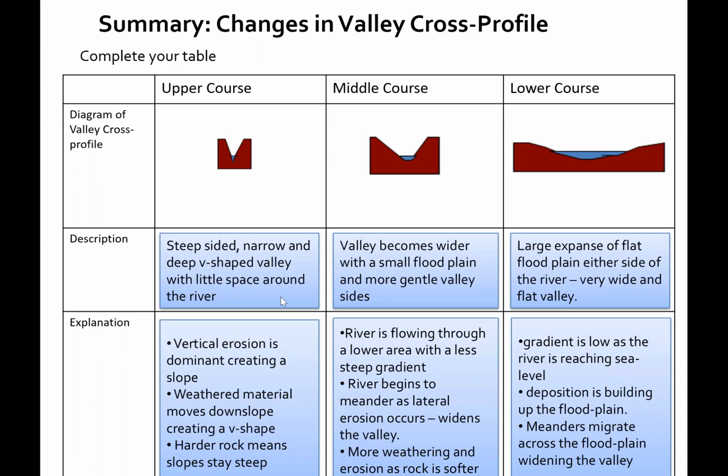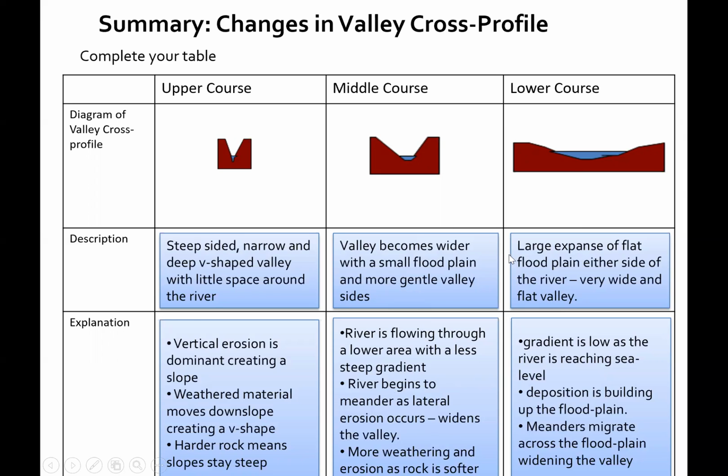So as you can see, upper course: steep-sided, narrow, V-shaped valley, because there's lots of vertical erosion. Middle course: your valley becomes wider with a small floodplain and more gently sloping sides. This is because the river is flowing through lower area with a less steep gradient. The river starts to meander, so it erodes side to side laterally, making it wider.